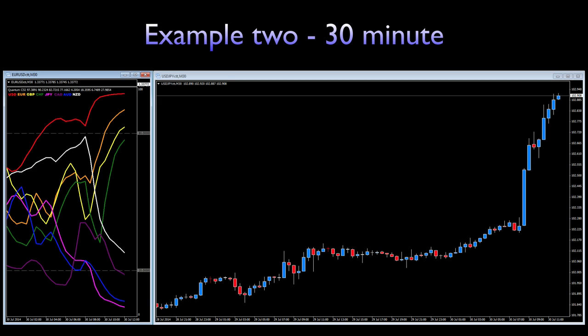Moving to the bottom of the indicator, we can see here that we have two lines, two currencies, which are deeply oversold. We have the blue line, which is the Aussie dollar, and we have the pinky lilac line, which is the Japanese yen. So we could look at two opportunities here.